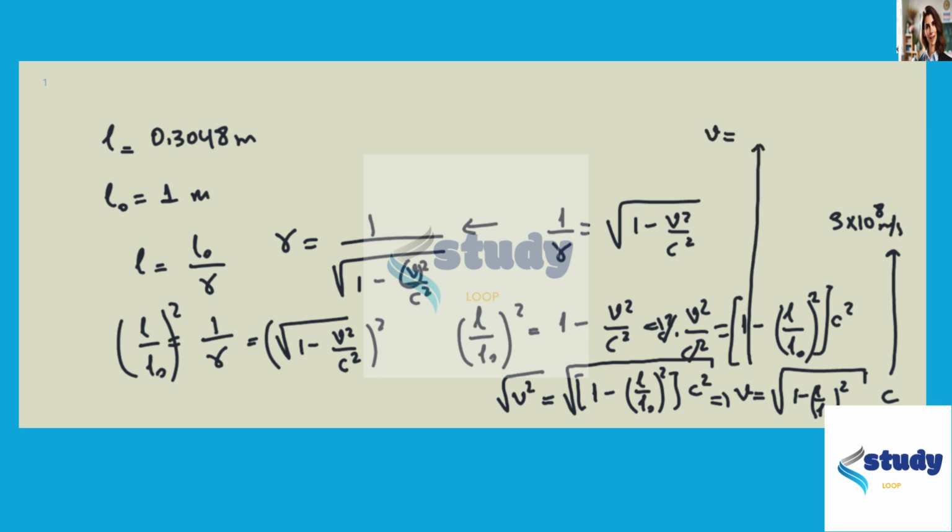Velocity, the speed, is actually 0.952 times c. When you plug in for c, the answer would be 2.86 times 10 to the power 8 meters per second. So very, very close to the speed of light.